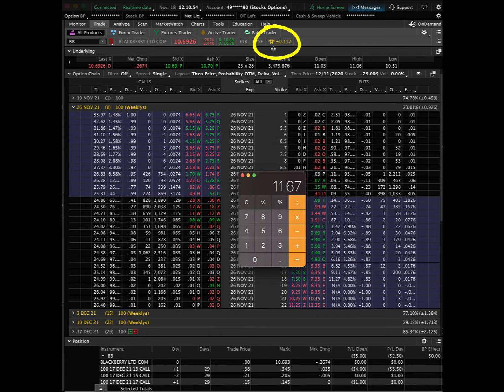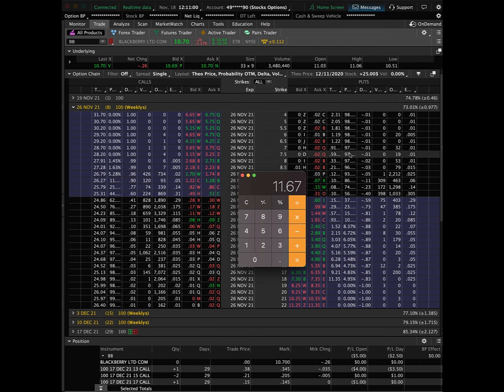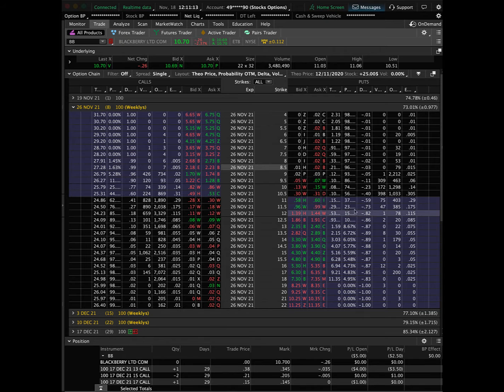Now we also have a market maker move right in here that is an additional amount of implied volatility that market makers are pricing into these options. So let's go ahead and add that in, plus 0.112. So the upward trading range is closer to $12. So that would be the first level of resistance that I would consider.